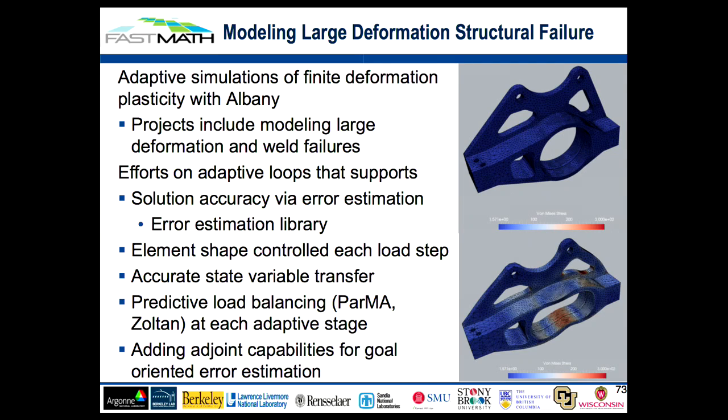In fact, you can see some results in the bottom picture. This is particularly important because in other cases, we usually do mesh adaptation because we want to get more accuracy, or we want to have a finer mesh only where we need it. But in this case, you really need to do mesh adaptation. Otherwise, you won't be able to solve the problem. Also, now they're working on adding adjoint capabilities for goal-oriented error estimation.